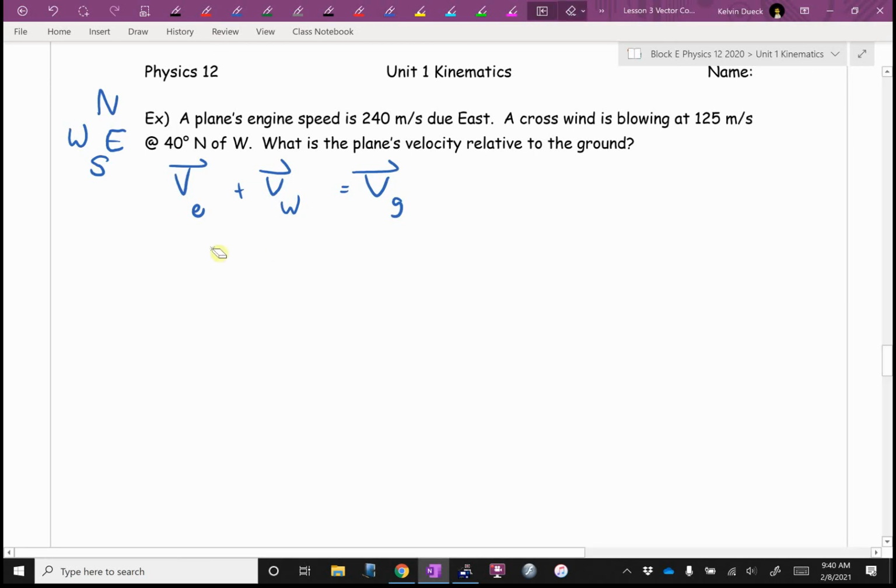I guess I'm going to add these two vectors together. Let's gulp. Armand, what's the magnitude and direction of the engine speed? Plus, what's the magnitude and direction of the wind speed?